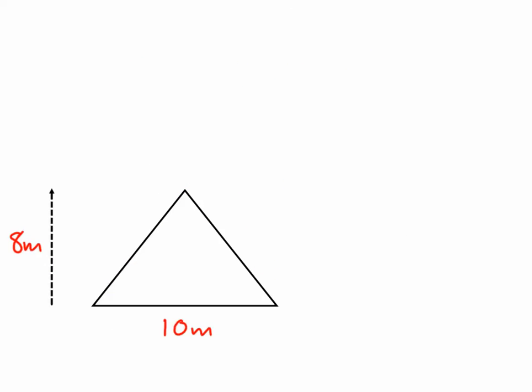In this next example, we have a triangle with a base length of 10 meters and a perpendicular height of 8 meters. We wish to find the area inside the triangle first. Now remember, for a triangle, it's the base length times the perpendicular height, and then you must divide your answer by 2, which means that the area inside is 40 meters squared.